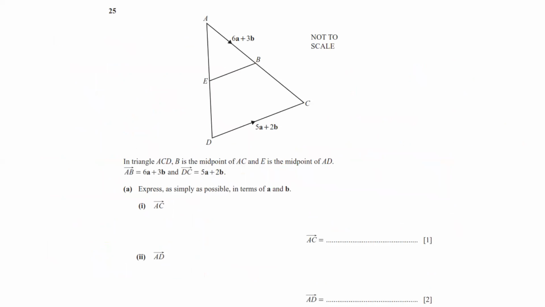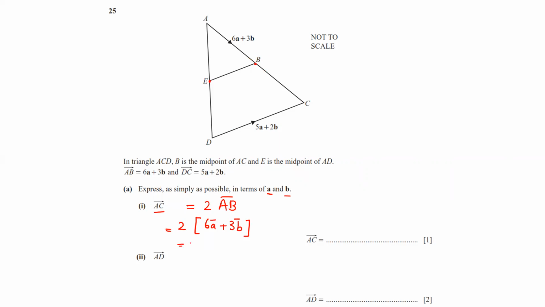Then question 25, and I suppose this is the last question of this exam. It says in triangle ACD, B is the midpoint of AC and E is the midpoint of AD. So B and E are midpoints. Express as simply as possible AB is given, DC is given, AC. The AC vector is actually 2 times the AB vector, since B is the midpoint. So 2 times this, which is 6a plus 3b.